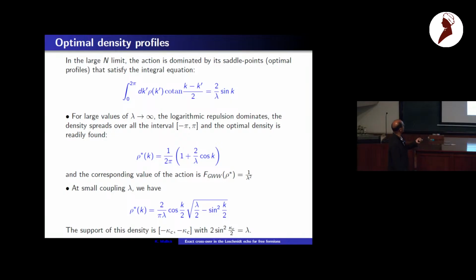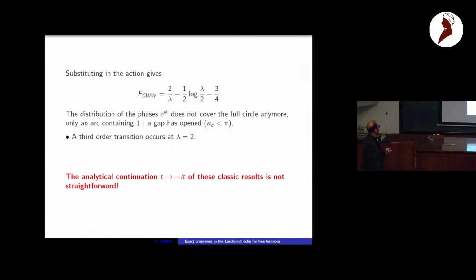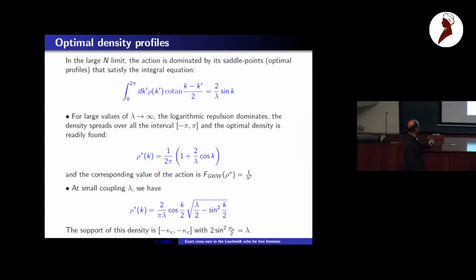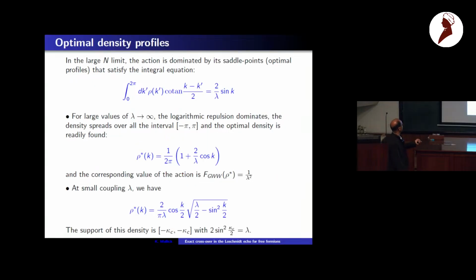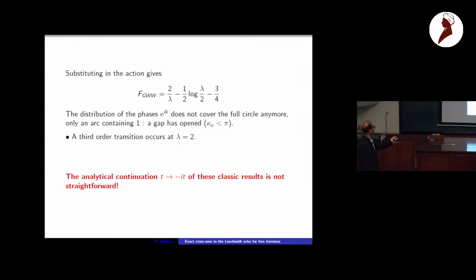If you look now at how the phases exponential ik are distributed, here they are distributed on the complete circle, and here only on a part, an arc of the circle. Okay? So all these are the results I'm just reviewing. And once you substitute these values of the optimal densities into the action, you get the two forms of the action. Lambda square is very easy to get with this formula. The other one is slightly more complicated, but you get the free energy in the other regime. And there is a third order transition at lambda equal to 2. So all these are very well known.